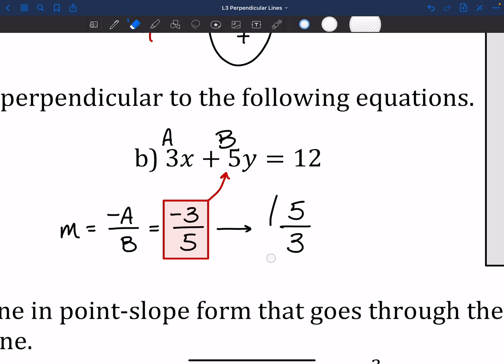Let's make that a little nicer. That's all we're trying to get to. So flip your fraction. If it was negative, make it positive. If it was positive, make it negative. Opposite reciprocal, that's what we're doing.